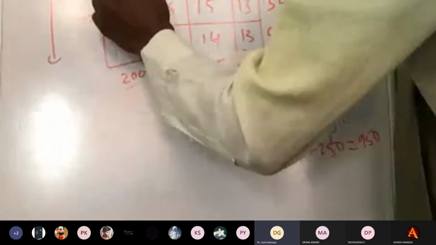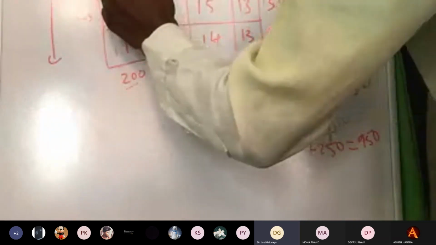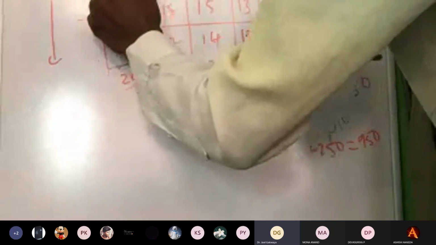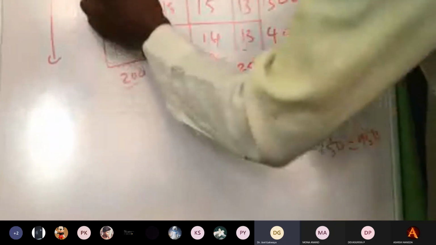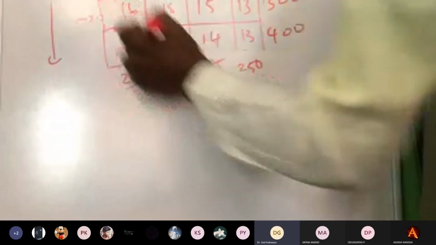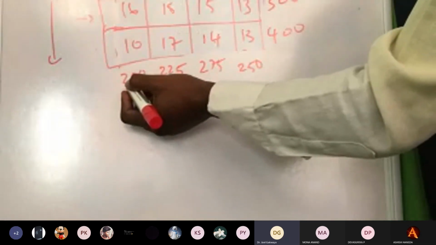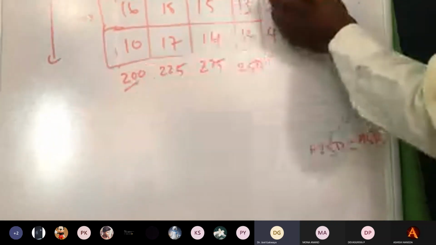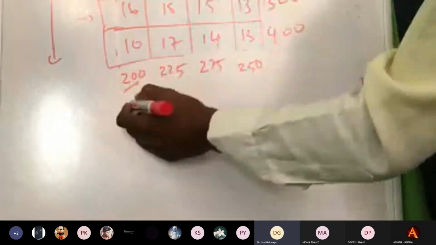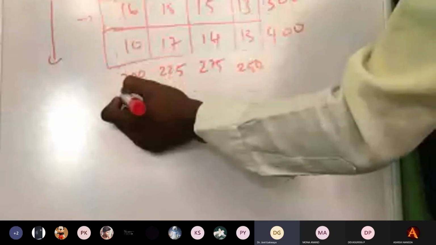Here, what value was here? I think I gave 10. Okay, you allocate the minimum here. The minimum is 200, right? 200. Okay. Once you do 200, you are going to find the difference between the destination and the source. You are going to take 200 and subtract this 200 now.